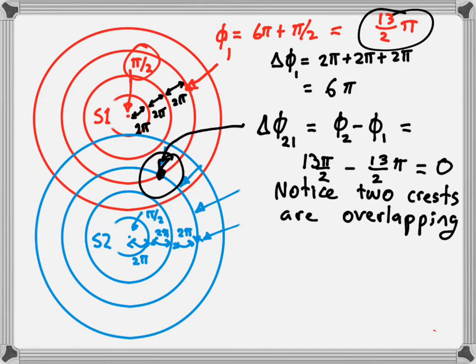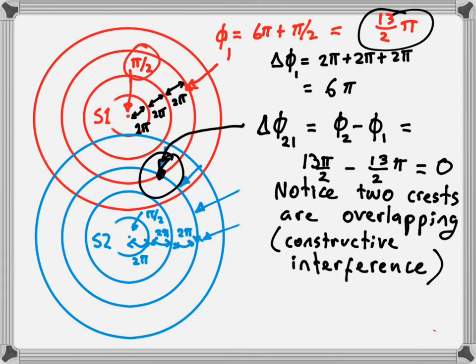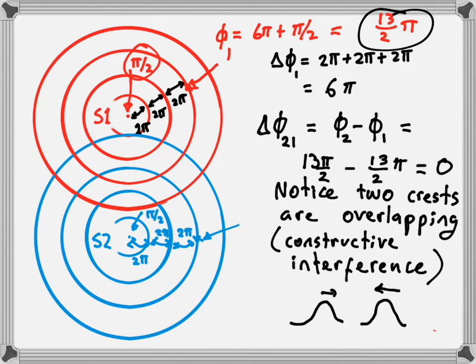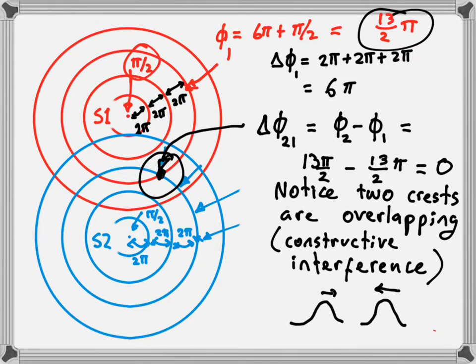Notice that at this point we have two crests overlapping. When those two waves are arriving to that location, both waves arrive with a crest, with the highest point on the surface of the water reaching that location at the same time. So because of that, we say that there is constructive interference at this location. Remember that, as we saw in a previous video, when two pulses arrive at the same location with the same displacement, both in this case, let's say positive displacement, they generate a bigger pulse. So there is constructive interference at that location.